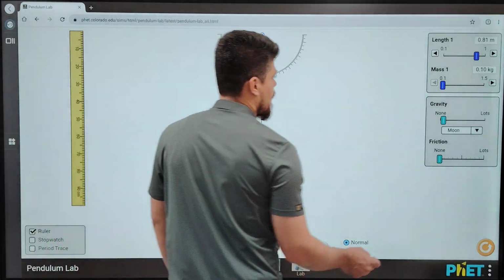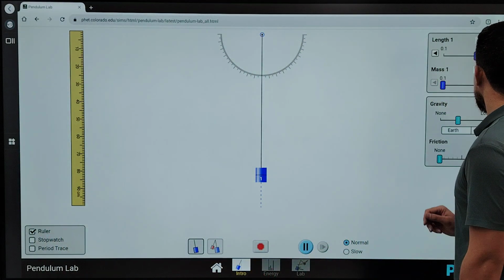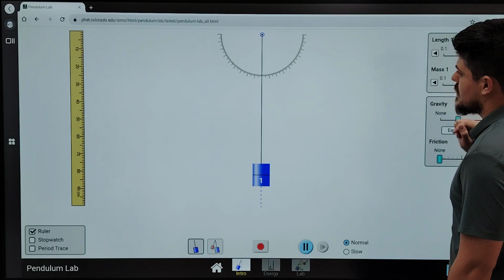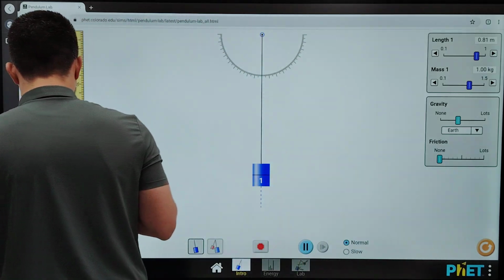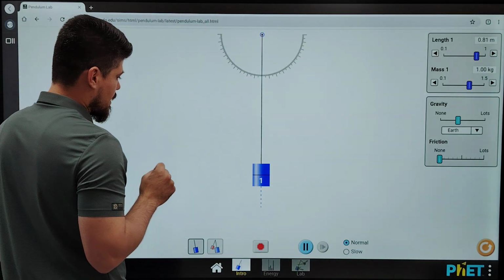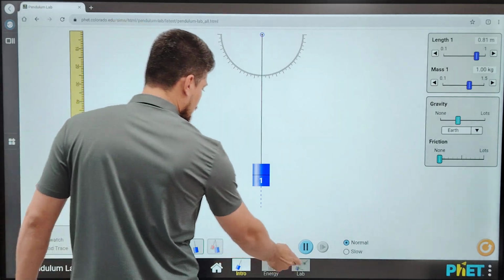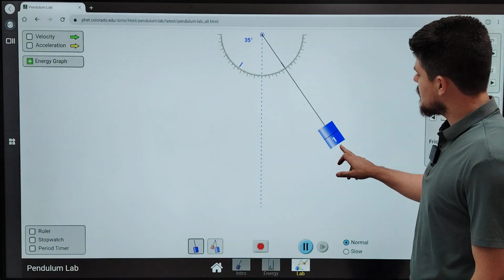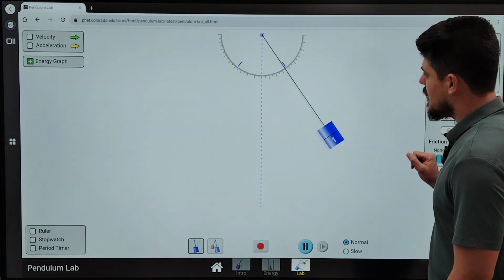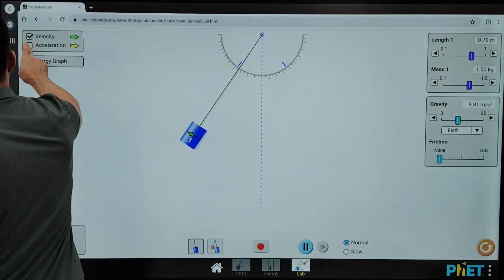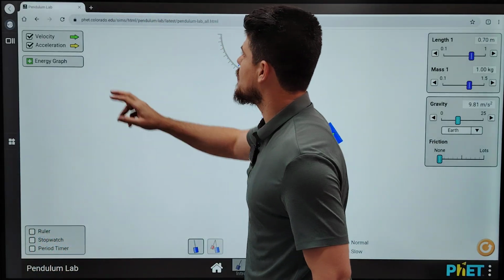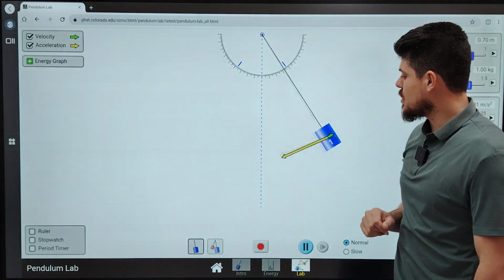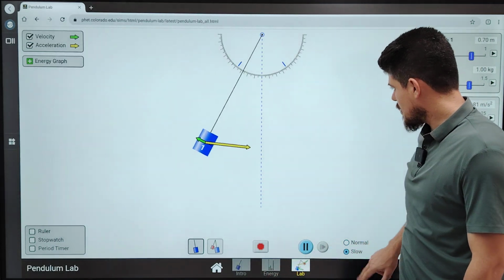Now, let's go back to the Earth. The mass is 1 kilogram, and the length is like that. Now I would like to tell you that at maximum displacement, the green arrow represents the velocity and the yellow arrow represents the acceleration and the restoring force.